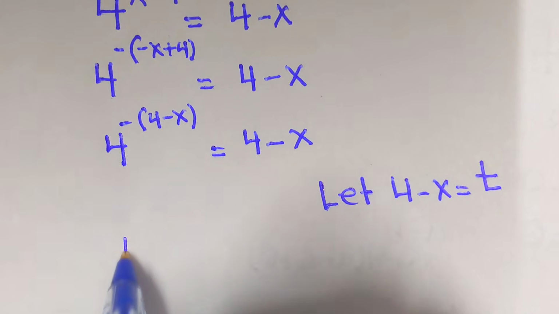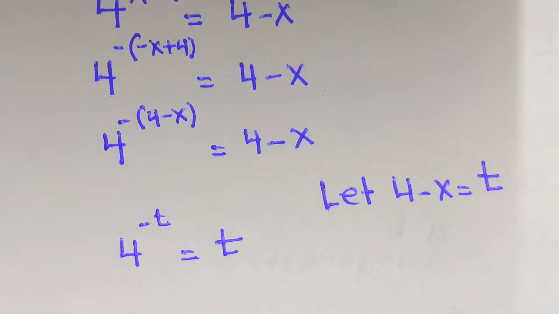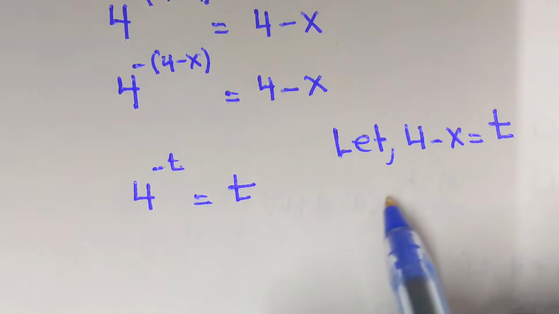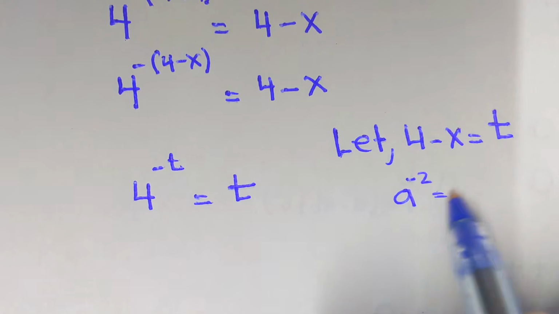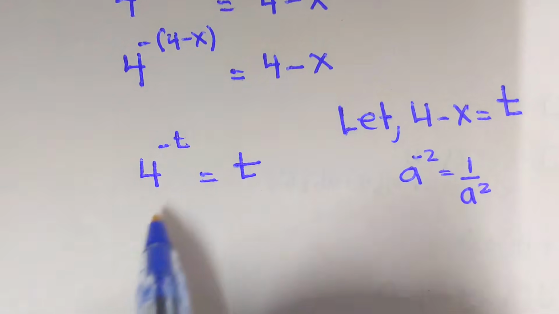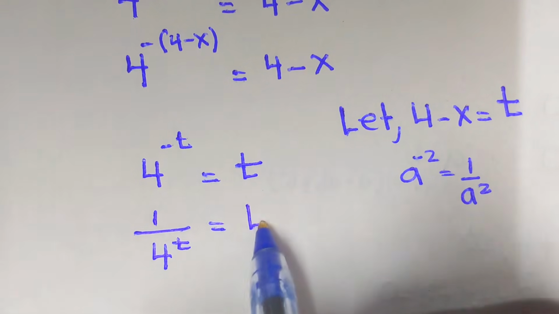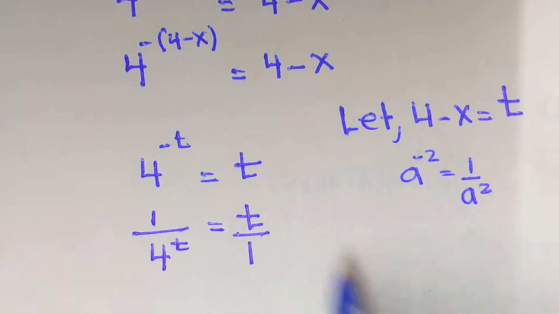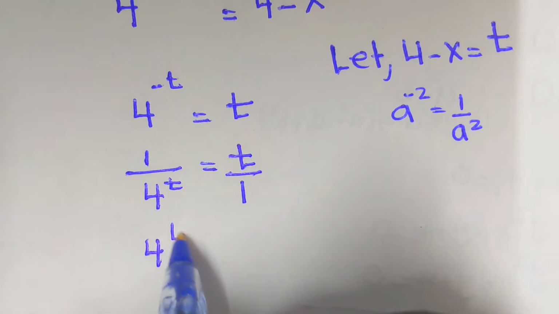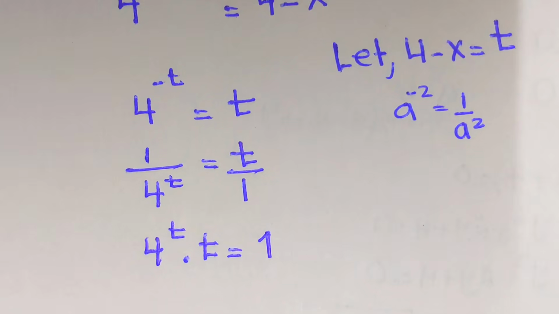What do we have right here? We have 4 power negative t, which equals t. Now we shall write this. When we have a power negative 2, we know that this is 1 over a squared. So this is 1 over 4 power t, which equals t. By finding the common denominator and cross multiplication, we shall get 4 power t times t equals 1.